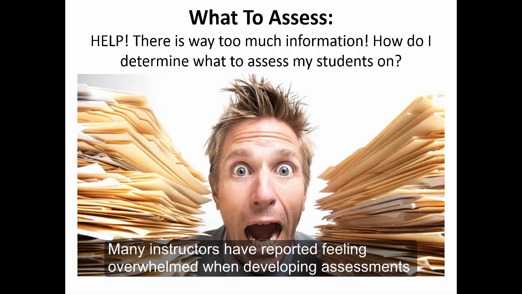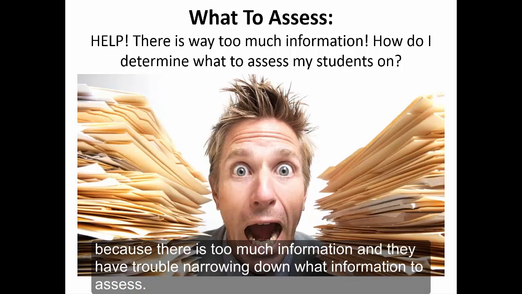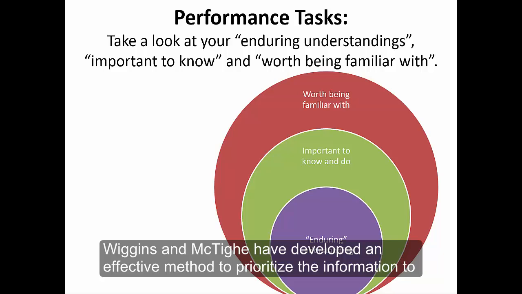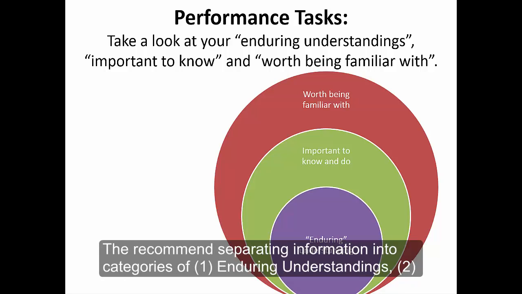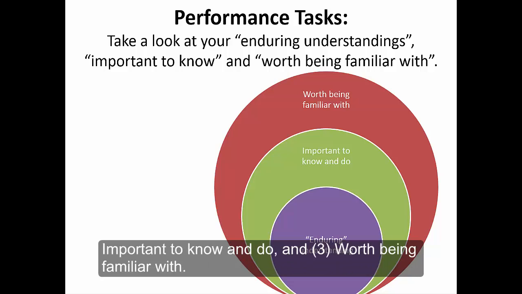Many instructors have reported feeling overwhelmed when developing assessments because there's too much information and they have trouble narrowing down what information to assess. Wiggins and McTighe have developed an effective method to prioritize the information and make a determination what to include on assessments. They recommend separating information into categories of 1, enduring understandings, 2, important to know and do, and then 3, it's worth being familiar with.